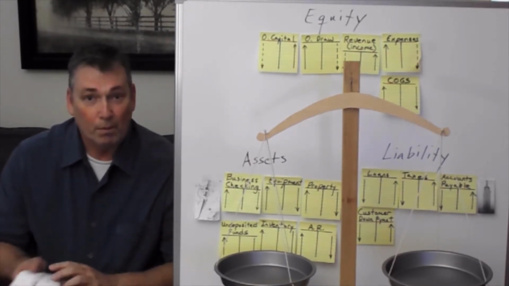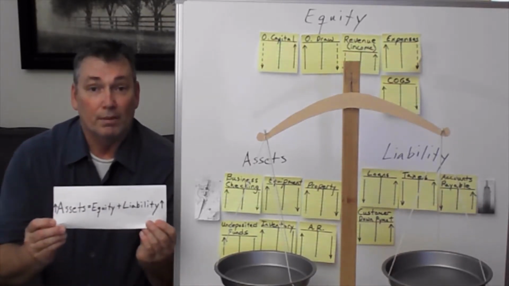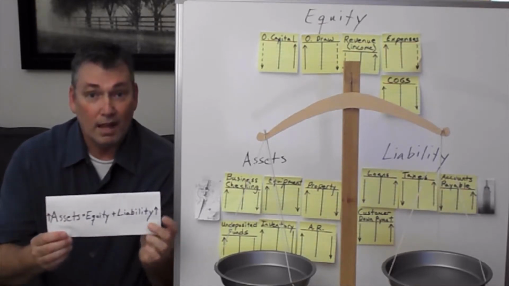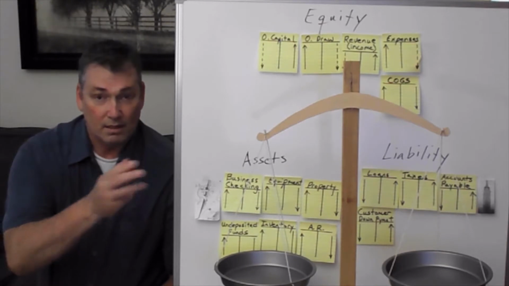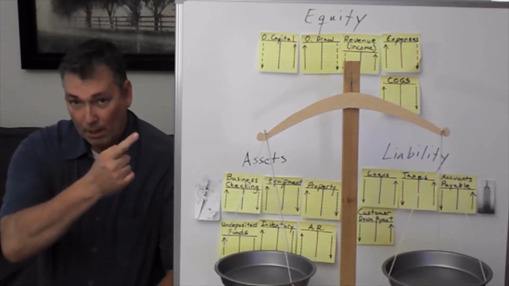Or another way to remember it is just maybe take this above your monitor. So you've got an arrow on the outside and an arrow on the outside. So that's two thirds of the arrows, the assets and the liabilities. What about the equity?